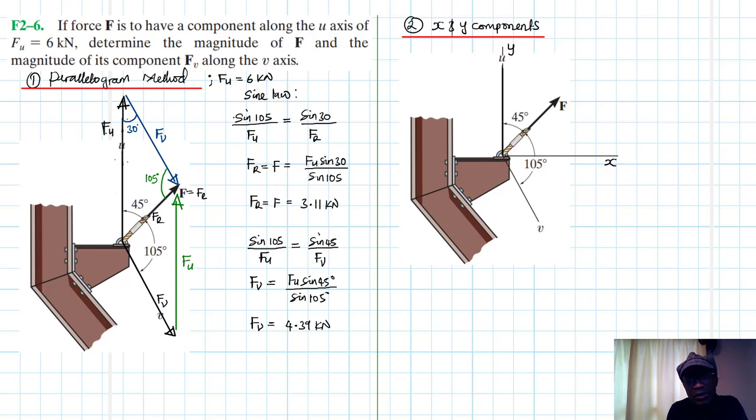So let's say we have this one, and then we have another one along the u vector like so. So these are child vectors. Let's call this one Fu.